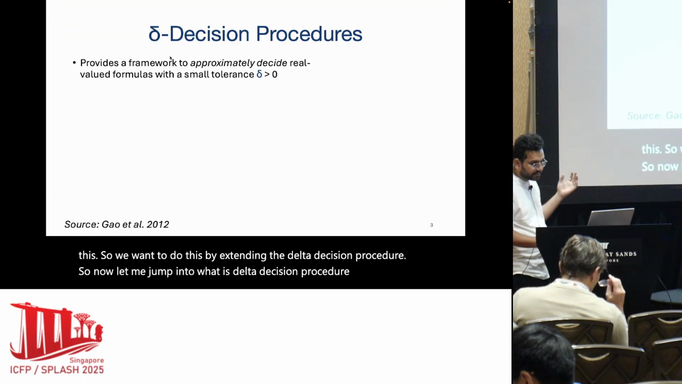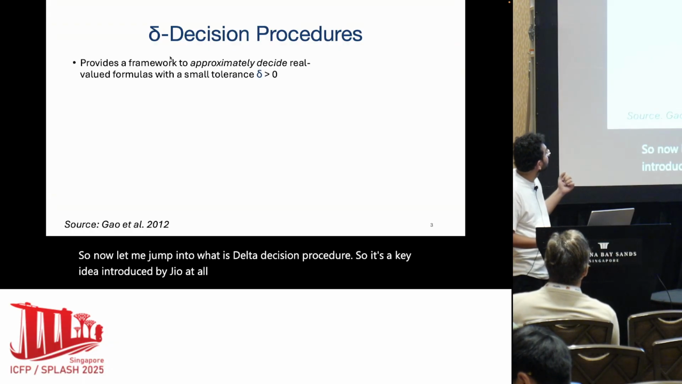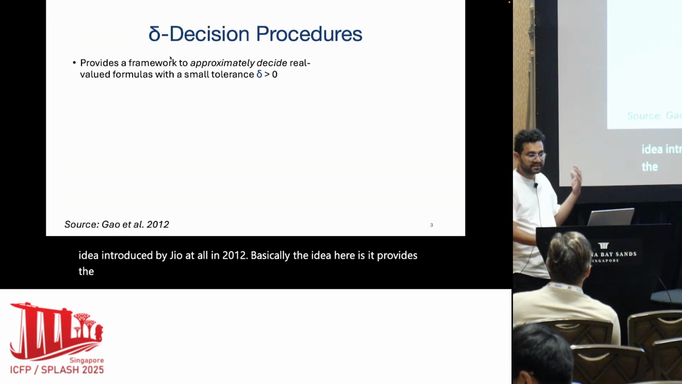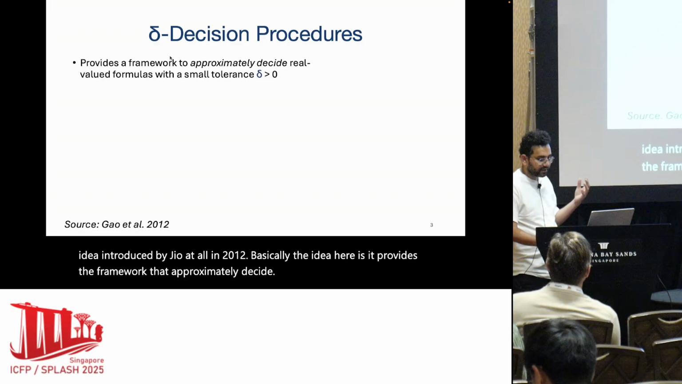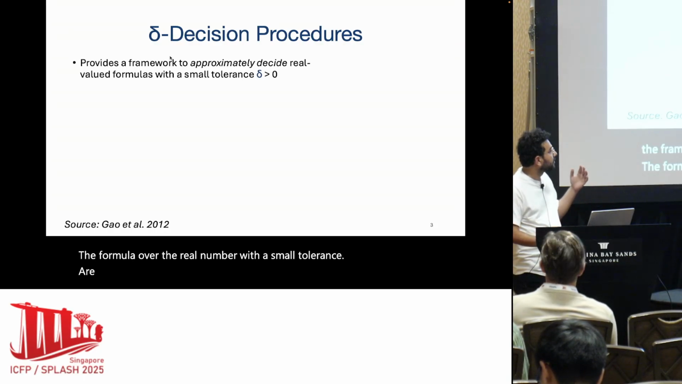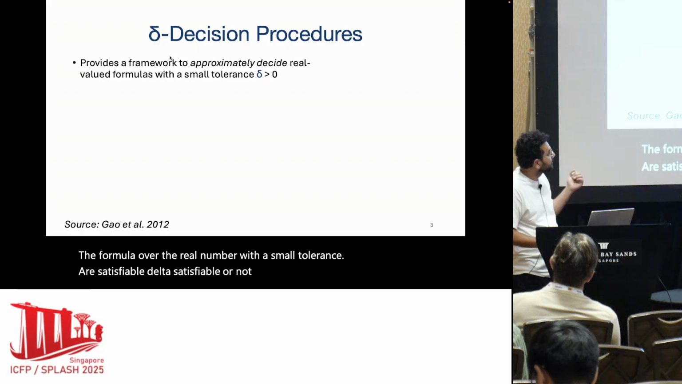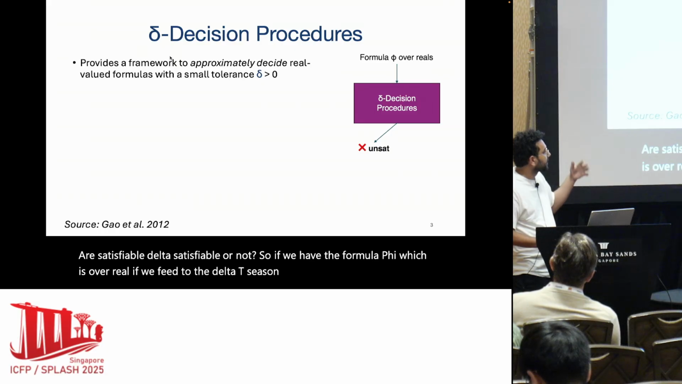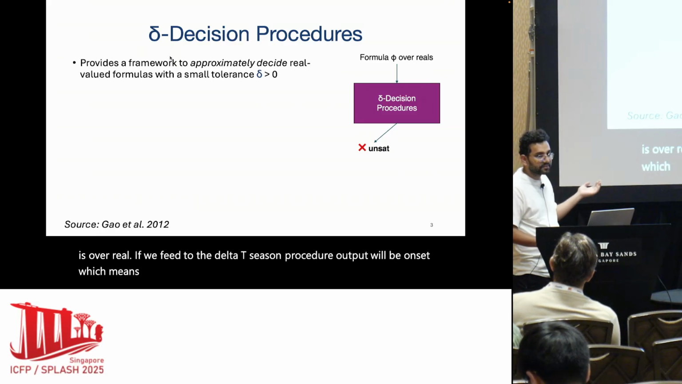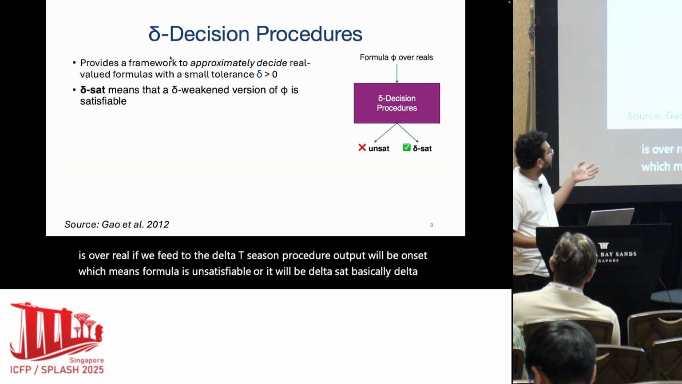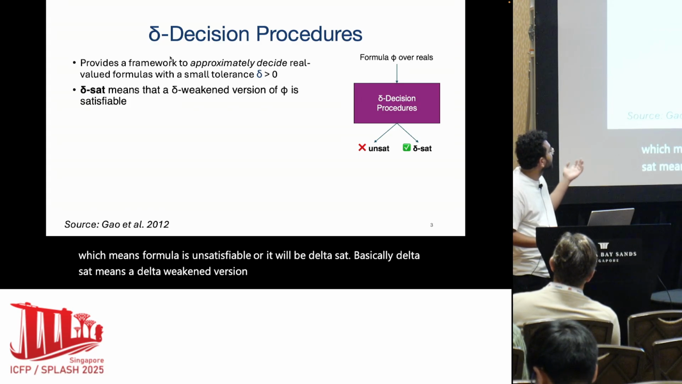It's a key idea introduced by Gao et al. in 2012. Basically, it provides a framework that approximately decides whether a formula over the real numbers, with a small tolerance, is satisfiable, delta satisfiable or not. If we have a formula phi over the reals and feed it to the delta decision procedure, the output will be unsat, which means the formula is unsatisfiable, or it will be delta sat. Delta sat means a delta weakened version of the formula is satisfiable.